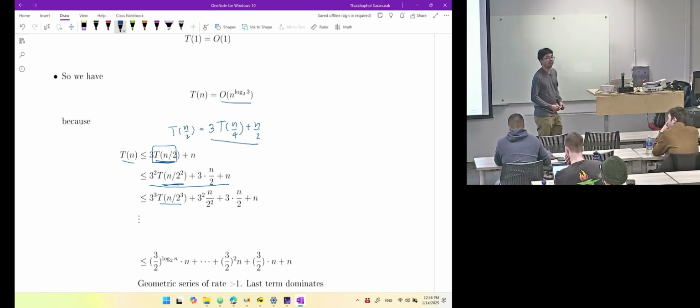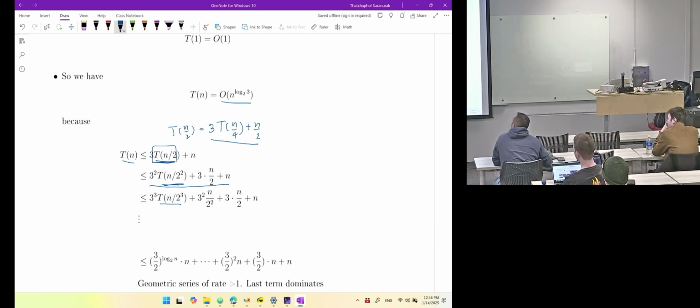Where does the log base 2 of 3 come from? How is that one derived exactly? Because you keep halving n by 2. Oh, yeah, that's also the depth. Yeah, that's the depth. Oh, okay.